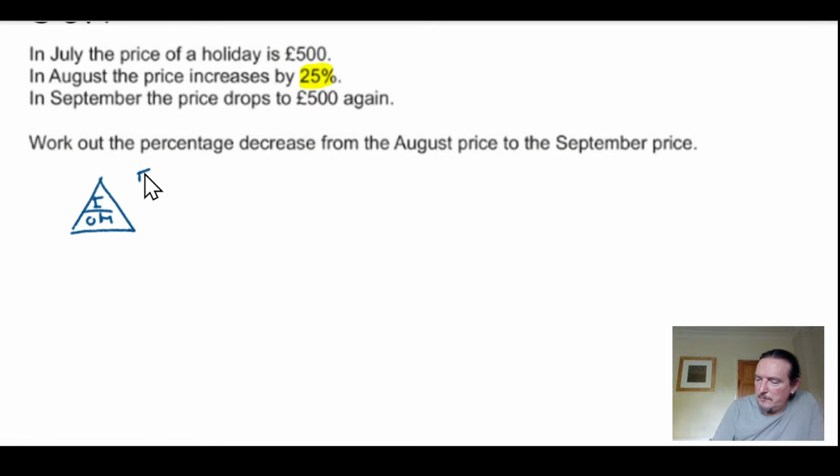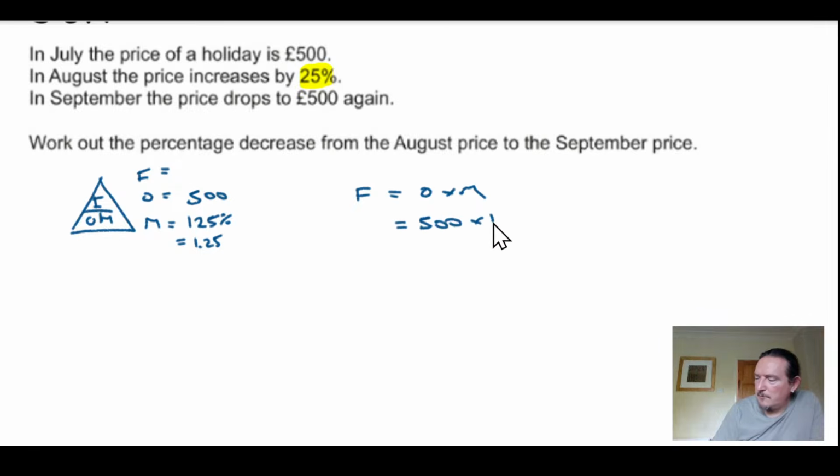Final, original, multiplier. So I'm starting with £500 and I'm going to increase it by 25%. So if I've got 100% and I increase it by 25%, that is 125% then I've got. And that as a multiplier is going to be 1.25. So then the final is going to be the original times the multiplier. It's going to be £500 times 1.25. So that means the price of the holiday is going to go up to £625.